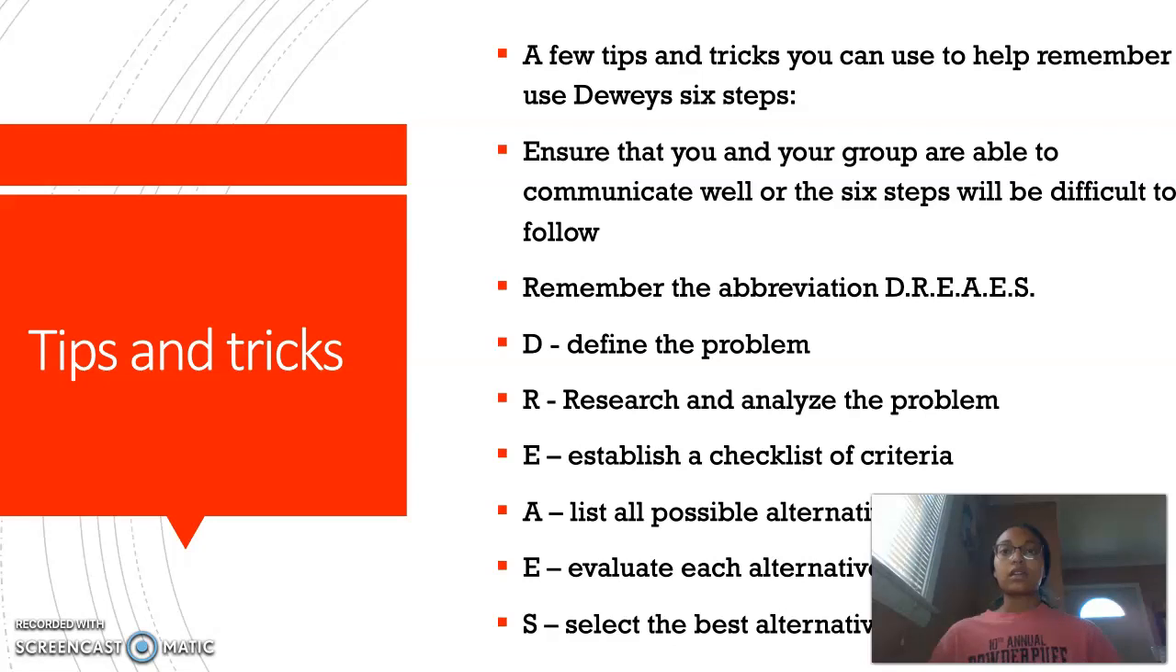6 steps. And then remember the abbreviation DREAS, which would be D, define the problem; R, research and analyze the problem; E, establish a checklist of criteria; A, list all possible alternatives; E, evaluate each alternative; and S, select the best alternative. And all right, there you have it.